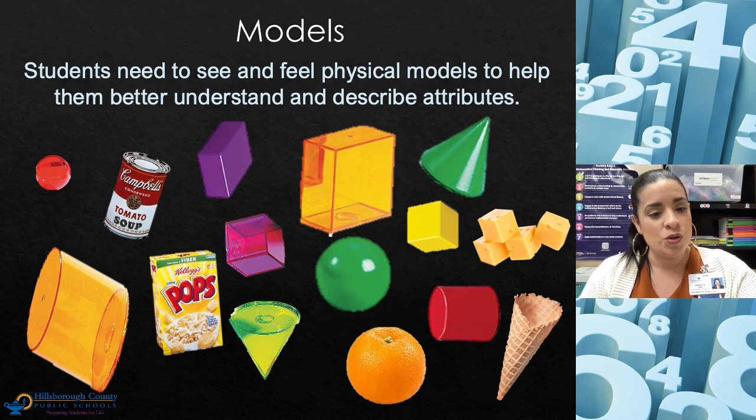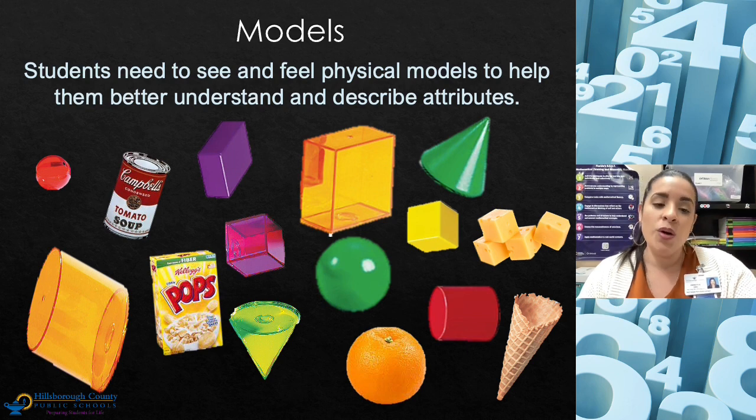Don't always show shapes in the exact same configuration and orientation. You want to spin them, make them big, make them small, and ask them to identify if they are still a sphere or a prism, for example.